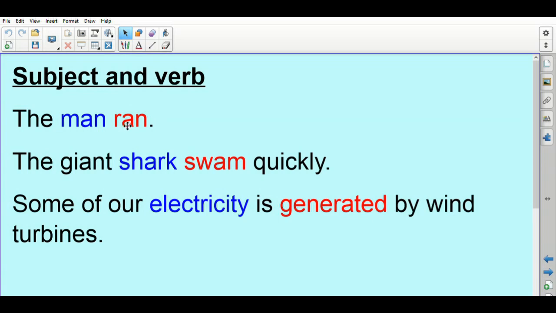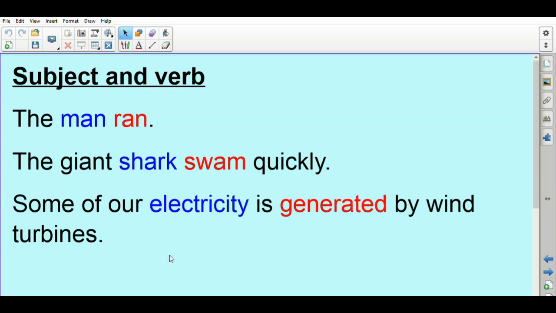So our first sentence here is the man ran. That is a very simple sentence. The man is the subject, what the sentence is about, and the verb is ran. He ran. So that's all the sentence is about. Then we've got our capital letter at the beginning of the sentence and our full stop there at the end.